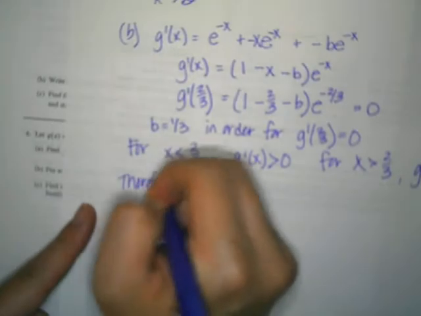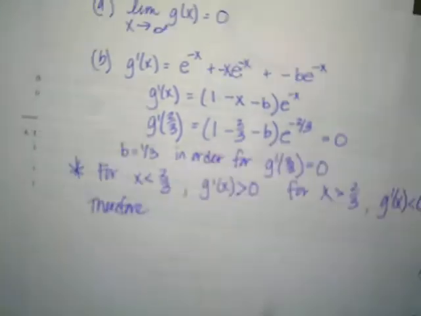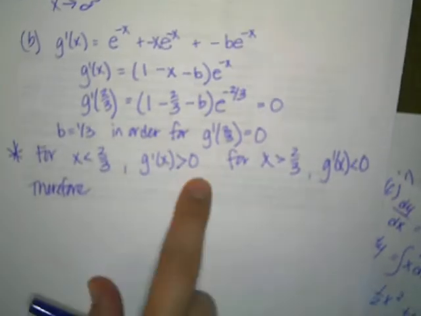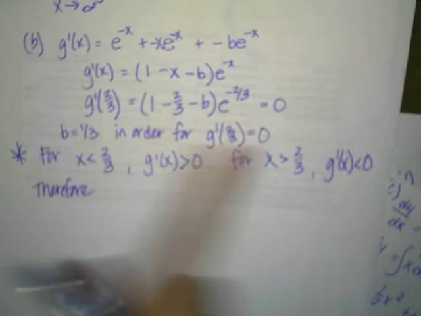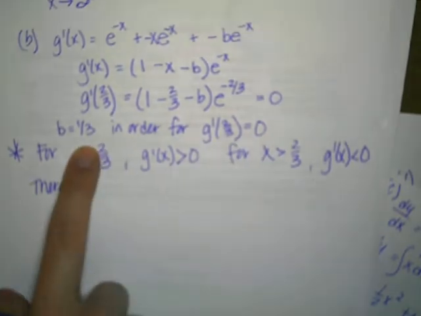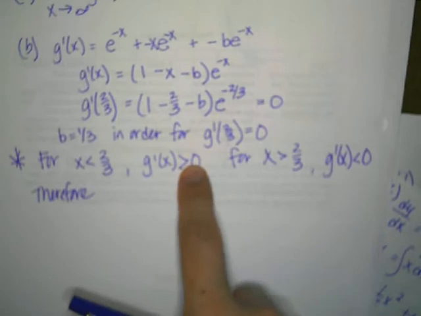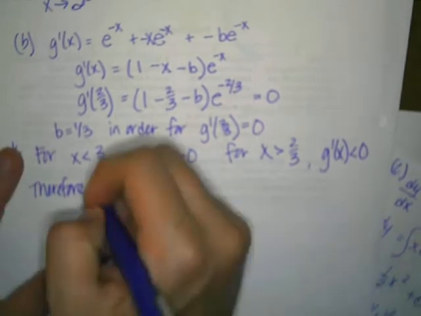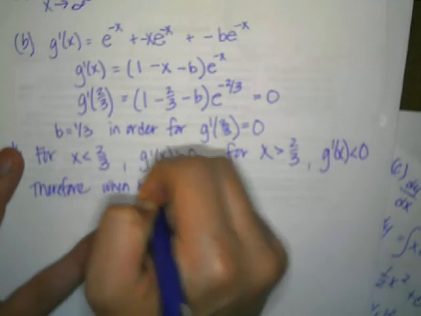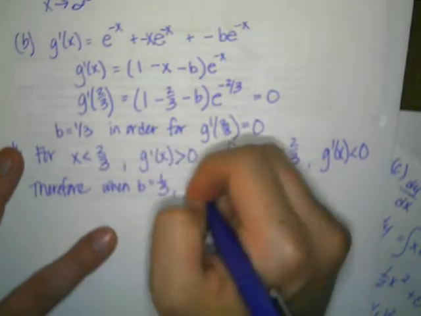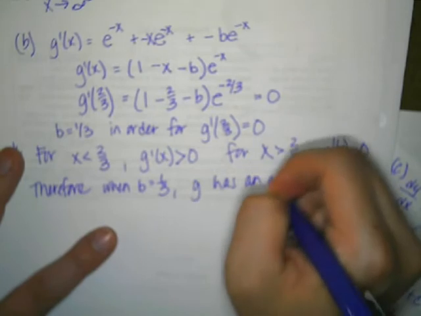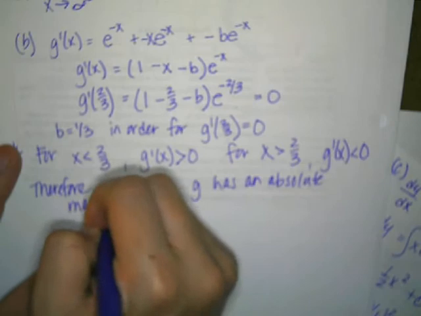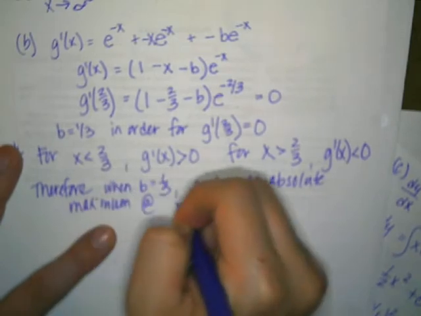The reason we have to make this statement here is because we have to show that the derivative changes at 2/3. So we show where it's equal to 0, which is at 1/3. That's my critical value. Then I have to show it changes from increasing to decreasing, or positive to negative. And then we can say, therefore, when b equals 1/3, g has an absolute maximum at x equals 2/3.